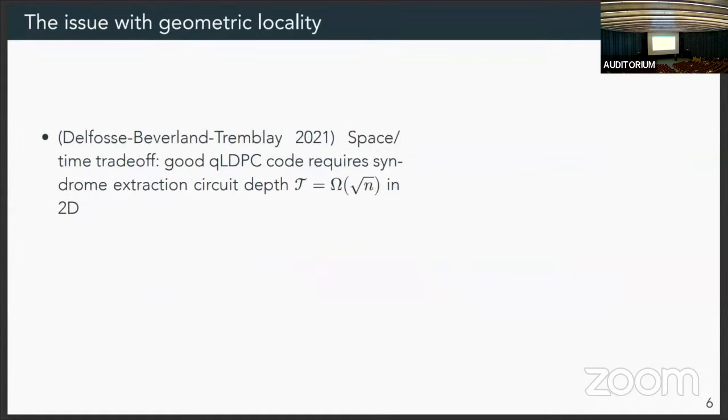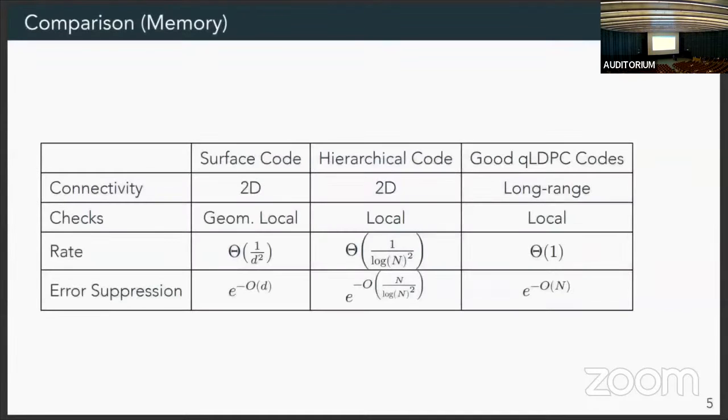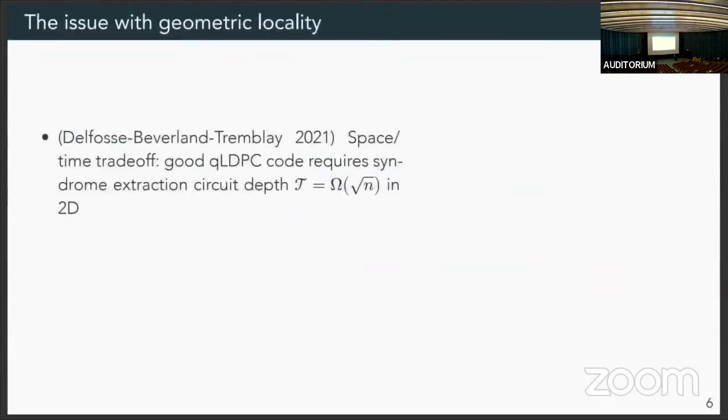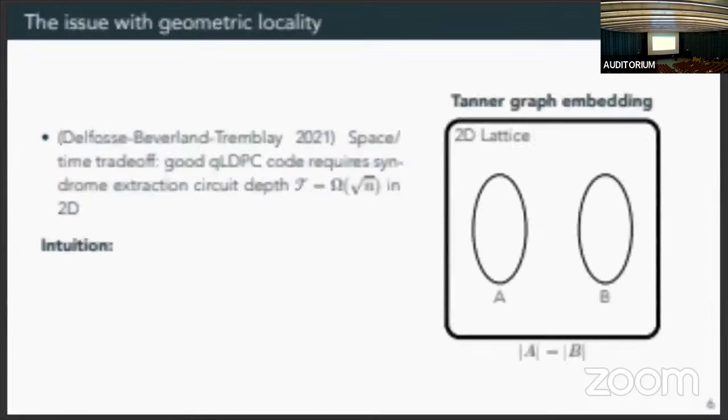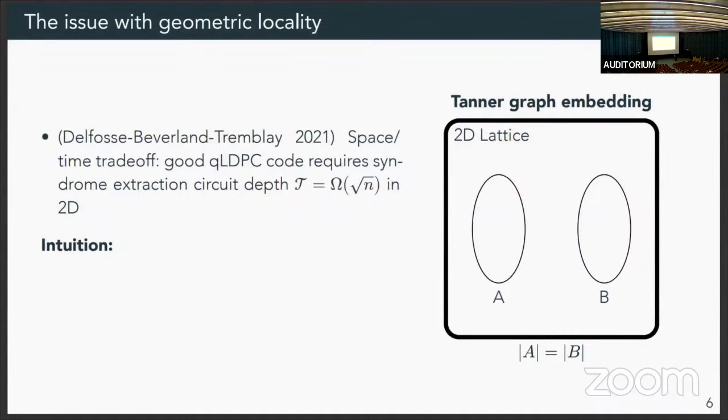So in general, you can ask, all right, I have my good QLDPC code. Let me just try to implement it in 2D without any concern for thresholds. What goes wrong? We know from this work by Delfosse, Beverland, and Tremblay that there's a space-time trade-off for any good QLDPC code in the syndrome extraction circuit: if we don't have a large number of ancillas, then we're stuck with square root n depth of our syndrome extraction circuit, and there's no way to get around this. And the intuition is quite nice.